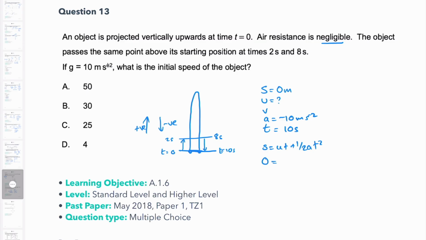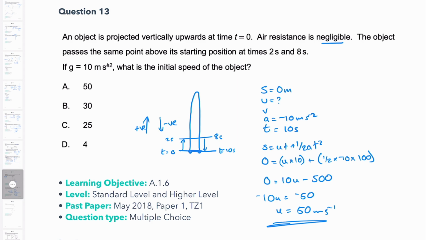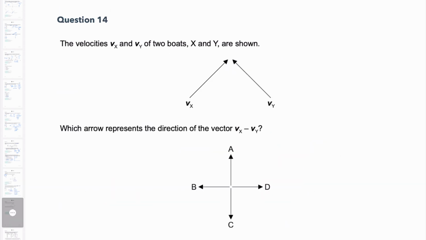0 equals u times 10 plus a half times minus 10 times 10 squared, which is 100. So we've got 0 equals 10u minus 500. Let's take that over. Minus 10u equals minus 500. So u equals 50 meters per second. The answer is A. Question 14.